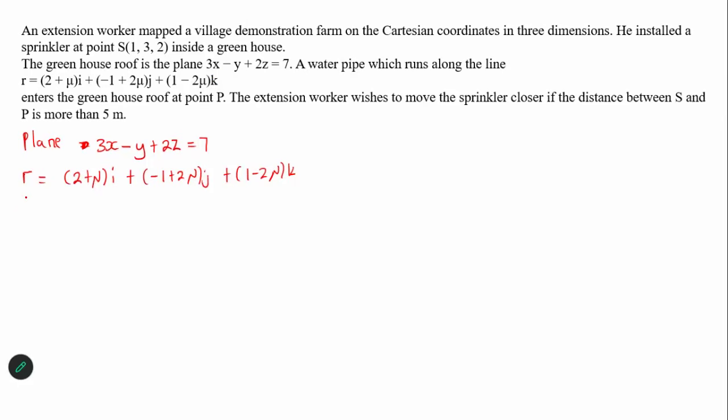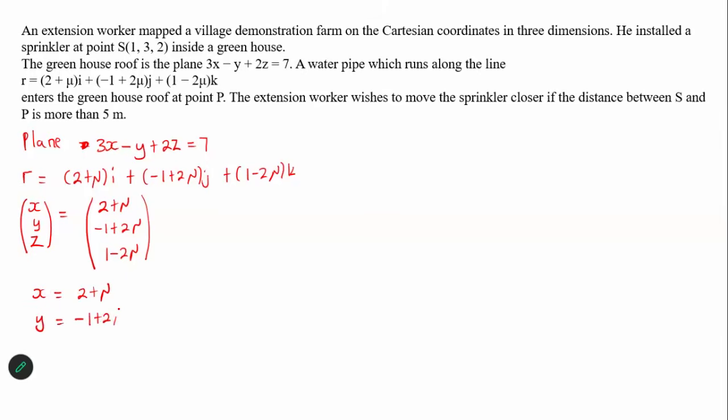So you know that our R is a Cartesian plane, which is in form of X, Y, and Z. So what does it mean? We can write this as X, Y, and Z. And this one will equal to, if I'm to write it in this form, 2 plus mu, negative 1 plus 2 mu, and then I'll have 1 minus 2 mu. What does it mean? It means that your x is the same as 2 plus mu, your y is the same as negative 1 plus 2 mu, and then your z is the same as 1 minus 2 mu.